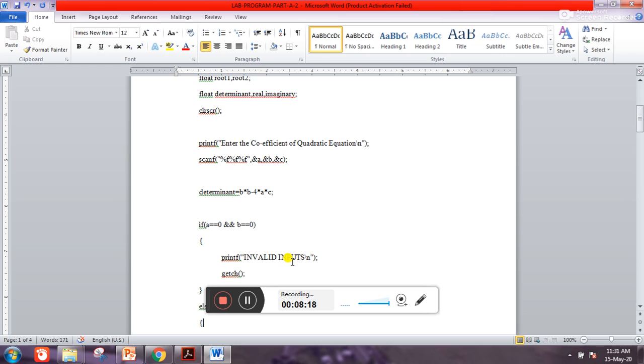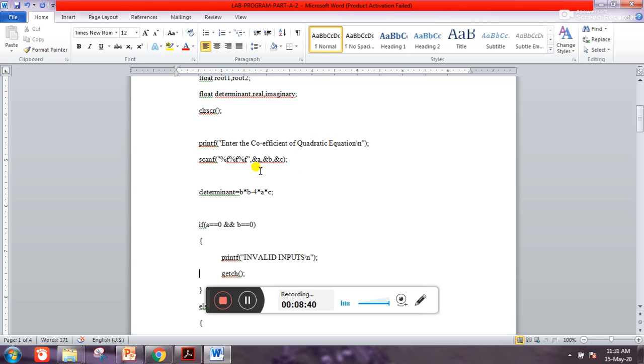Okay, based on the input, next we are going to determine whether the roots are real, distinct, or imaginary. First, accept input: printf "Enter the coefficients of the quadratic equation." So the 3 coefficients. Otherwise, you can type it as "Enter the coefficient values for a, b, and c." So now I accept 3 inputs.